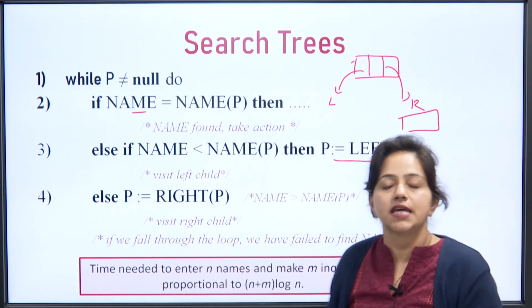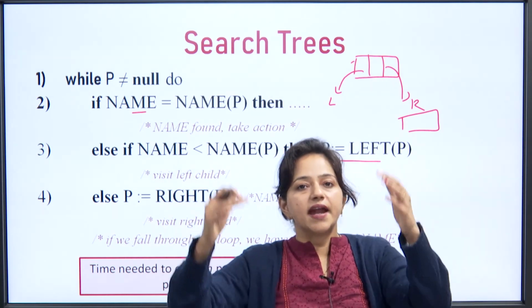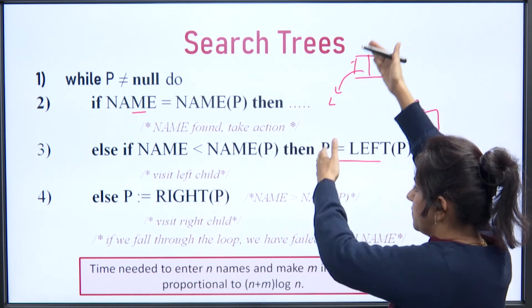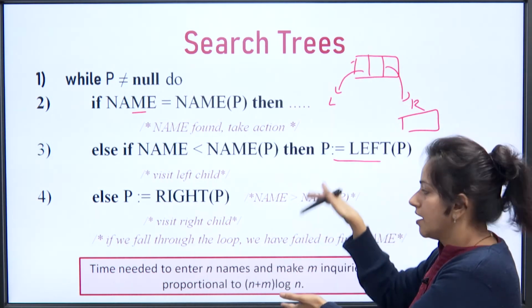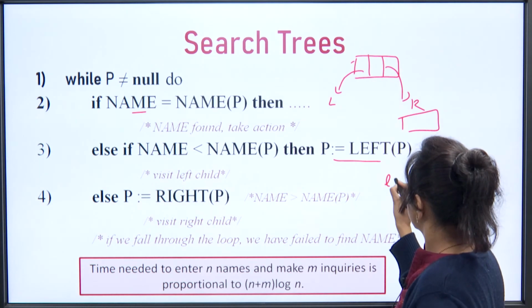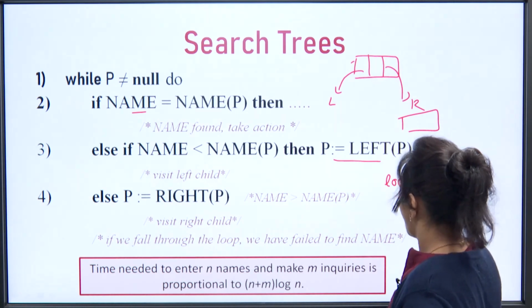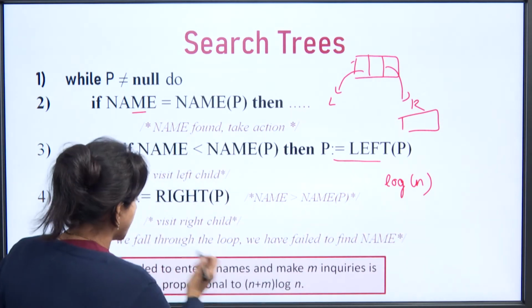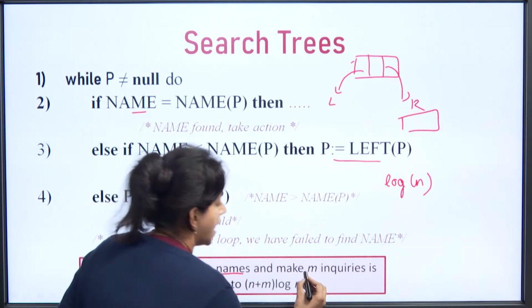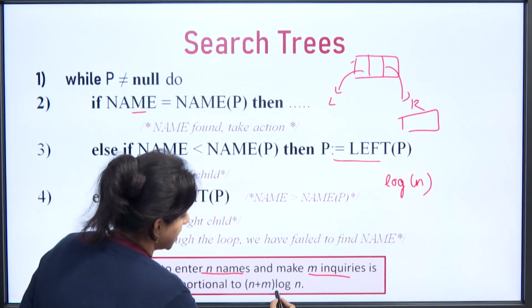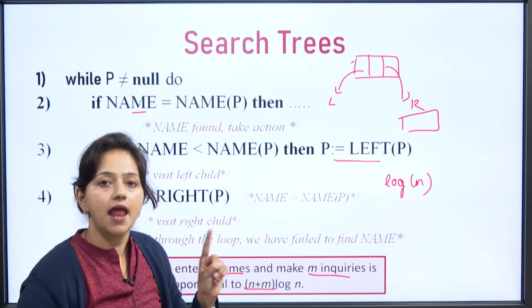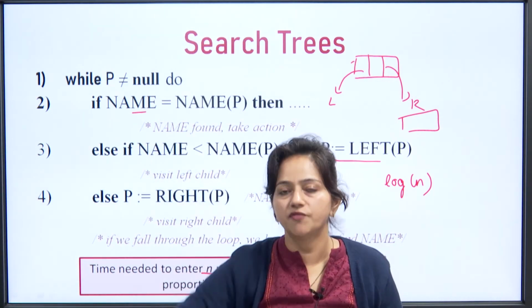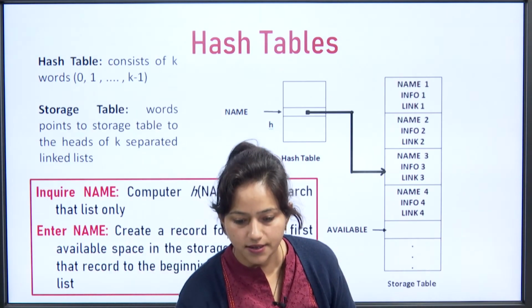So on an average, if the records are referenced randomly, then for searching a particular record, half of the tree will be scanned, meaning up to its height. So we can say the scan for searching a record will be proportional to log n. So the time required to enter n names and m queries will be C log n times m plus n rather than m, because for searching a particular record we will search through the depth of the tree, that will be log n. So this is the search tree.